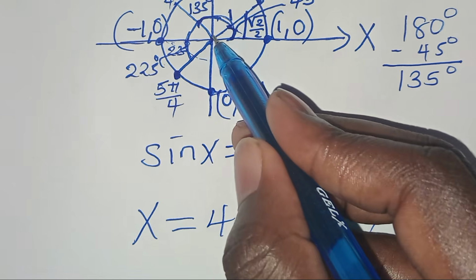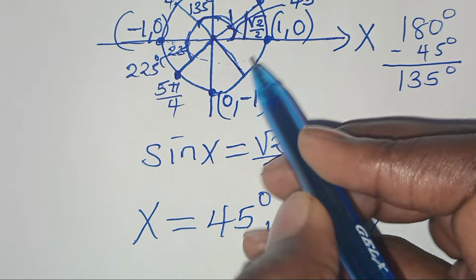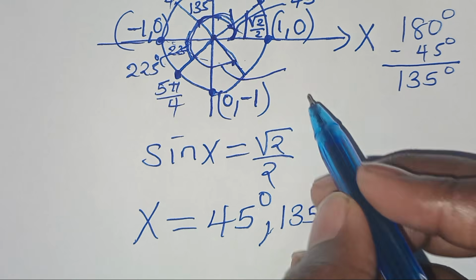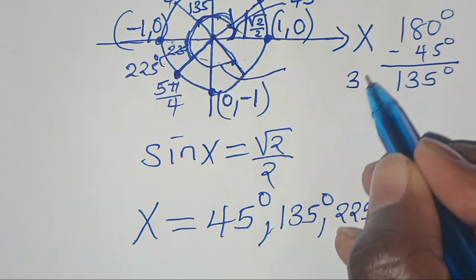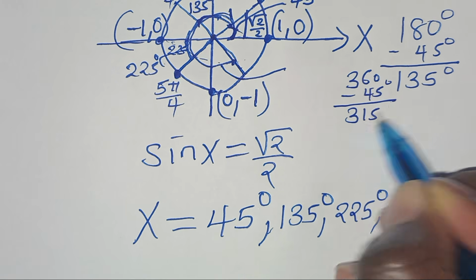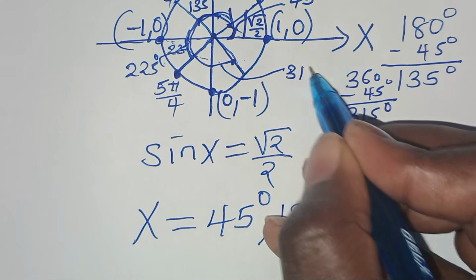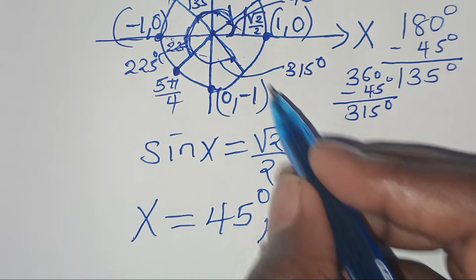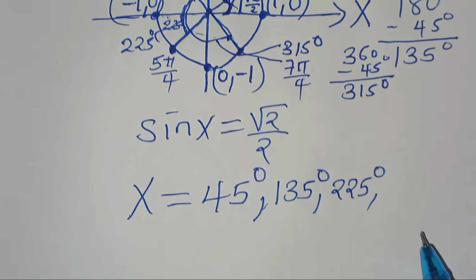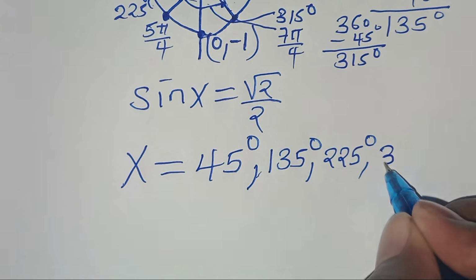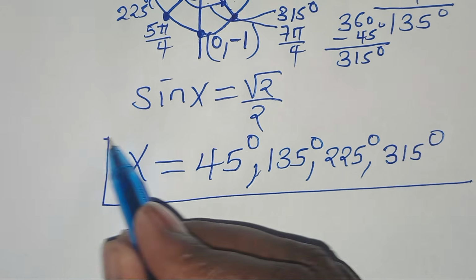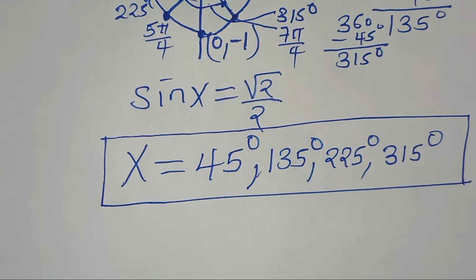In the fourth quadrant, we have another angle from 0 degrees to this angle here. This is the same thing as 360 degrees subtract 45 degrees, which is 315 degrees, equivalent to 7 pi over 4. So this means we have an angle of 315 degrees. So these are the angles for x.